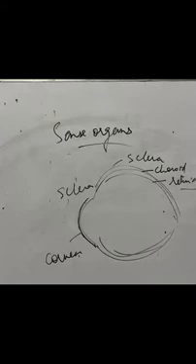Coming to the second layer, which is the choroid layer. Now the choroid is the one which is getting all the blood supply and nerve supply.